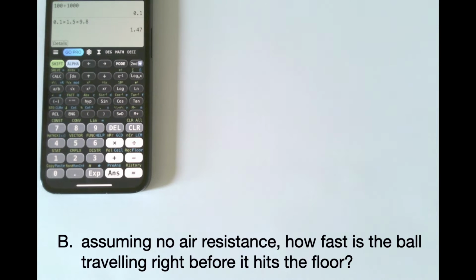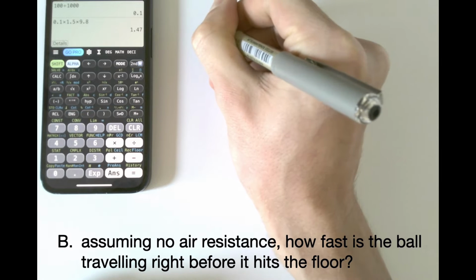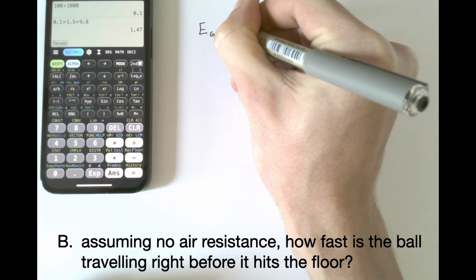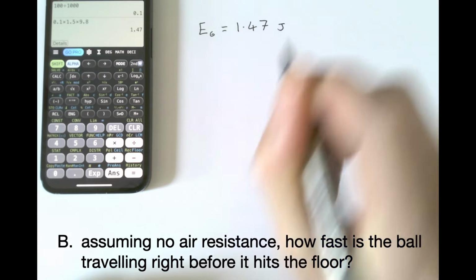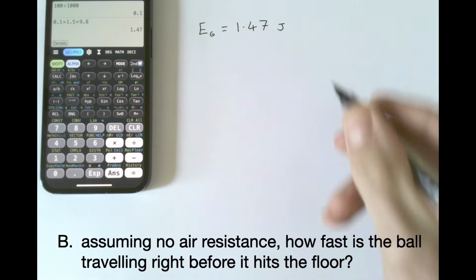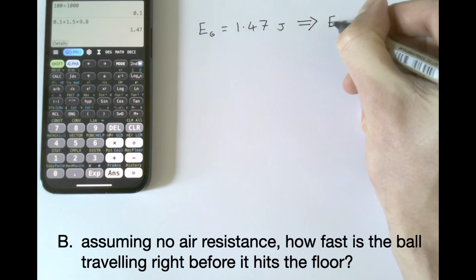Okay, let's have a look at part B. It says, assuming no air resistance, how fast is the ball travelling right before it hits the floor? Well, I'm going to start off by writing down how much gravitational potential energy there was, which is 1.47 joules. Now, because there's no air resistance, I can assume that all of that is going into kinetic energy.